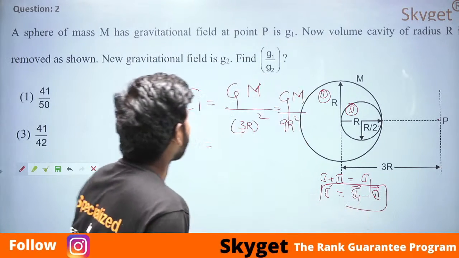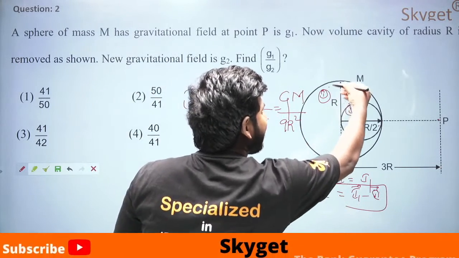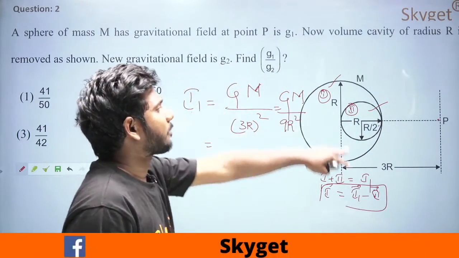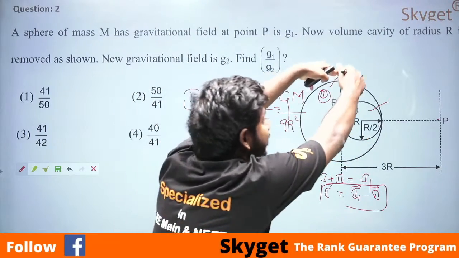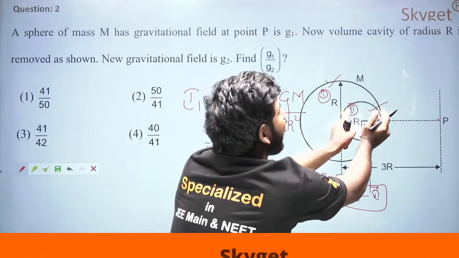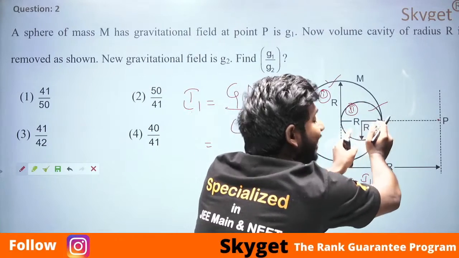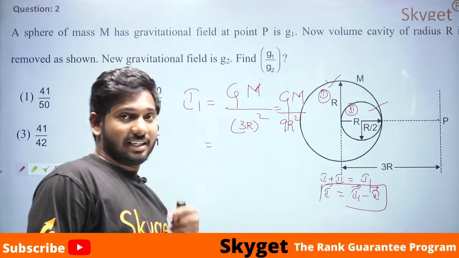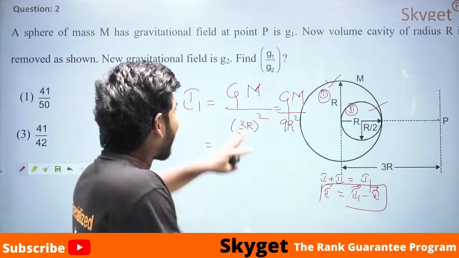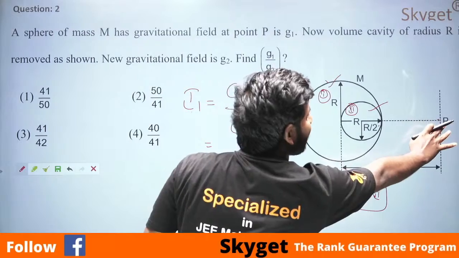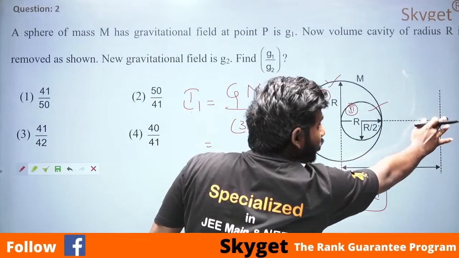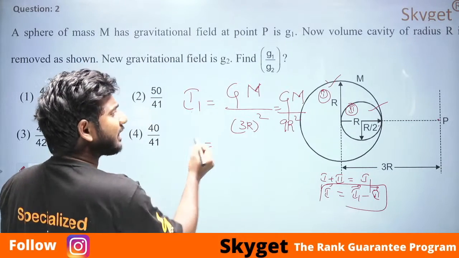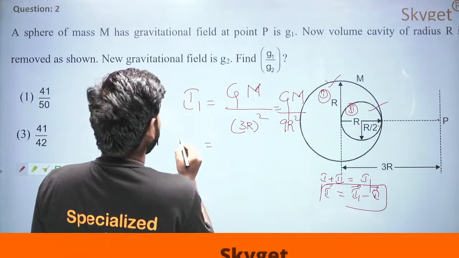So what we will do, we will find the intensity due to this bigger sphere, the intensity due to this small sphere, and subtract them. Intensity due to the entire sphere minus intensity due to this small sphere will give the gravitational field intensity due to the remaining part of the sphere. I wrote the entire sphere intensity on this point P, that is G m by 9r square. Similarly, I will write this 2.